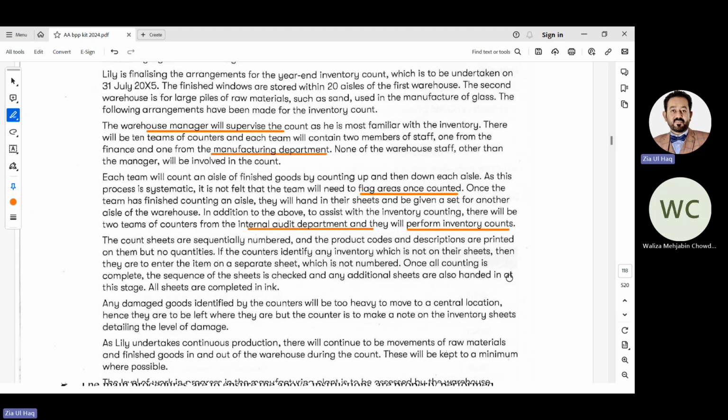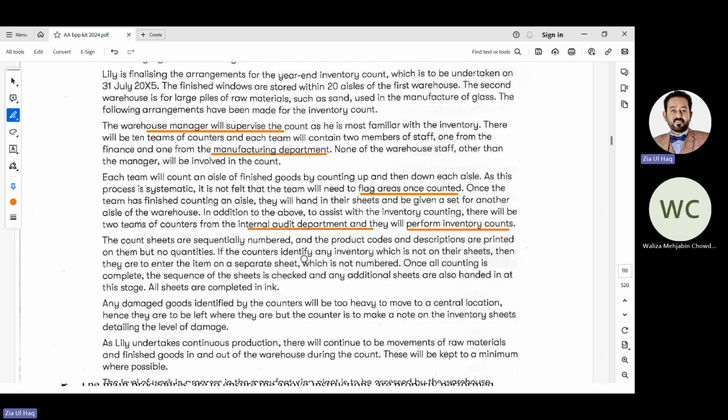The count sheets are sequentially numbered, that's fine. And the product codes and descriptions are printed on them, but no quantities, that's good. Sometimes the examiner asks, find the control strength. So these are the strengths. Two teams, these are the strengths. There is a supervisor, this is the strength.